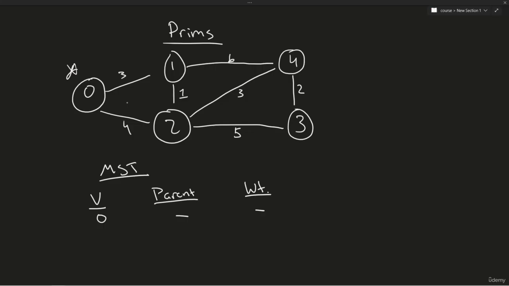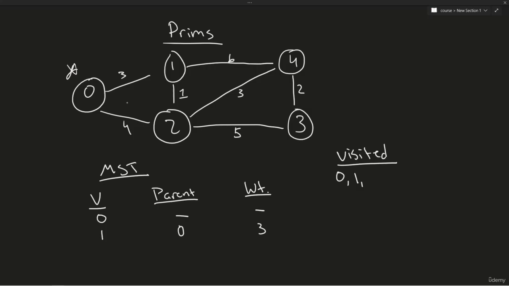So from vertex 0, we will look at all of the neighbors of vertex 0, and we see that we have 1 and 2. 2 has a weight of 4, and 1 has a weight of 3. So for vertex 1, we will say the parent is 0 and the weight is 3. So we can have our visited section over here, and we've currently visited 0 and 1.